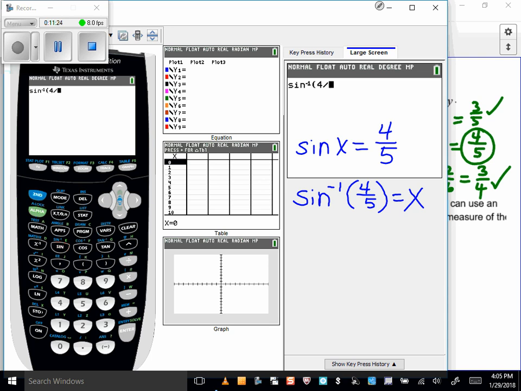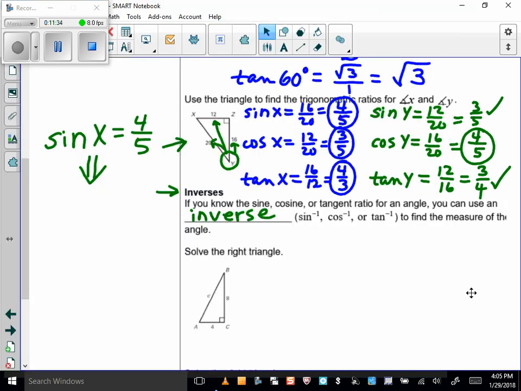4 divided by 5, because it's 4/5. We've got to close those parentheses. We're going to hit enter, and that tells us that that angle there is about 53 degrees. So let me go back over here. So this angle X, I'm going to say, is approximately 53 degrees. I'm just rounding it to the nearest degree.